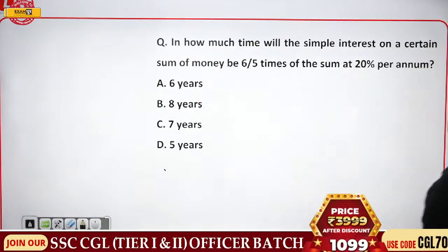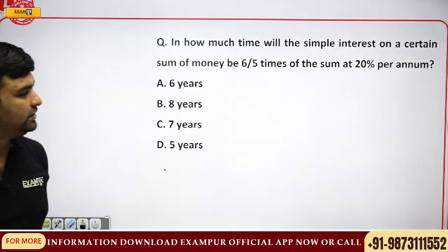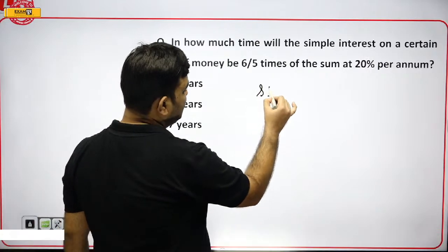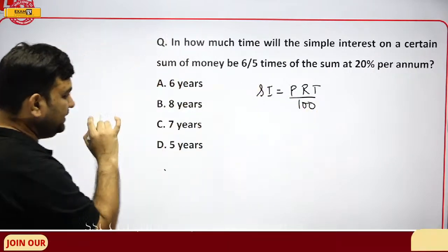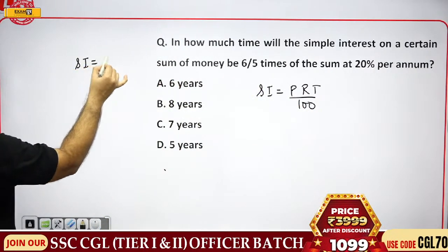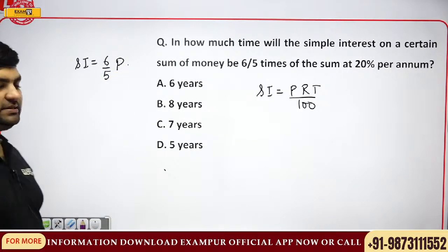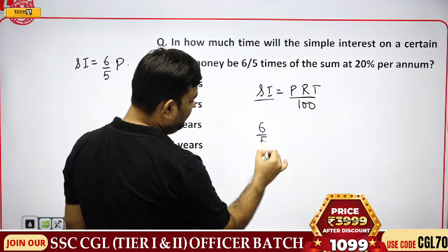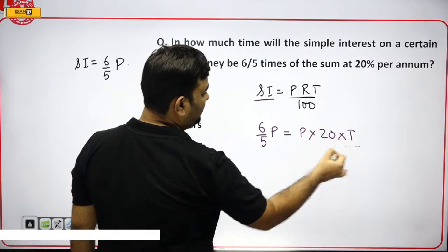Hello, Ombir. Simple interest is 6/5 of the sum. Too much, yeah. SI is PRT over 100. SI is given as 6 by 5 of principal. So why not write SI as 6 by 5 of principal? Rate is 20, time is being asked, over 100.